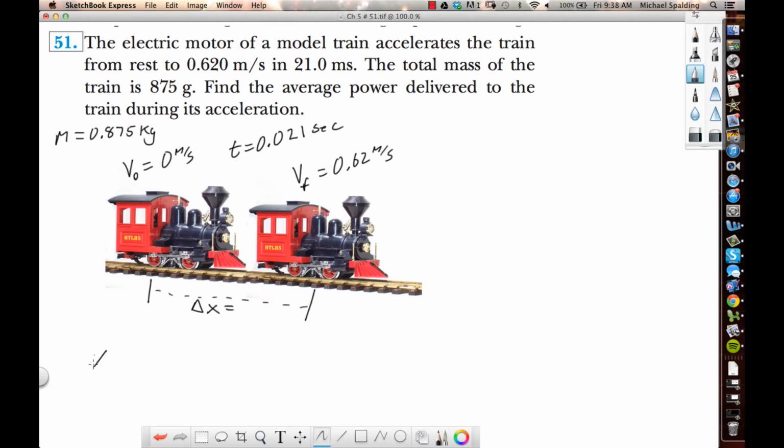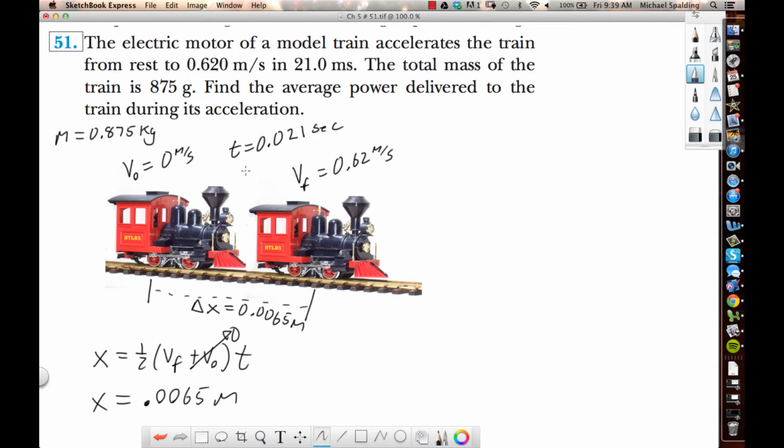Well, we can use a kinematic equation: x equals 1/2 (V final plus V initial) times t. V initial is 0. So you solve this for displacement and you get 0.0065 meters, 6.5 millimeters. That's how far it travels.